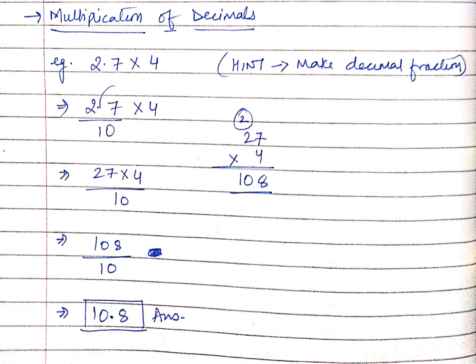Okay. Now comes the easiest part of this chapter, that is multiplication of decimals. Why am I saying it is easy? Because here the work is very easy if you go by a particular method. The method that I'm going to tell you will make it very easy. The question is this, suppose 2.7 into 4.